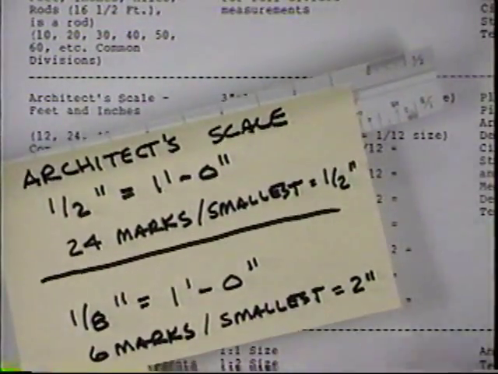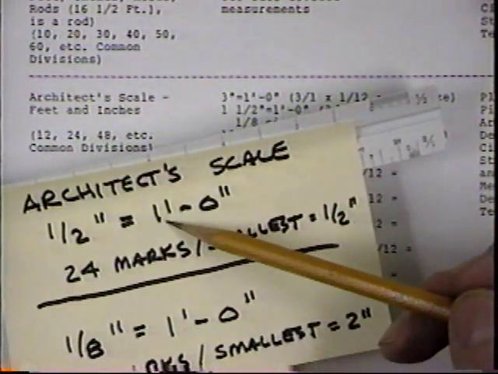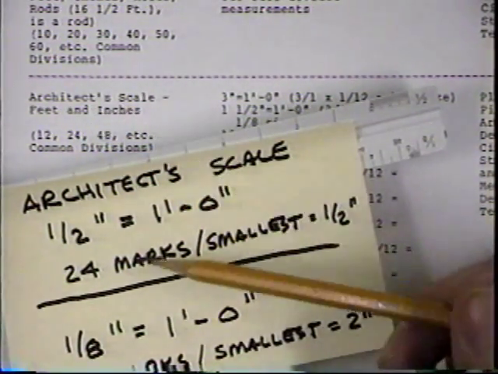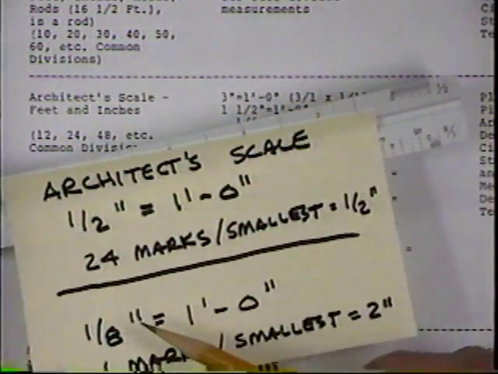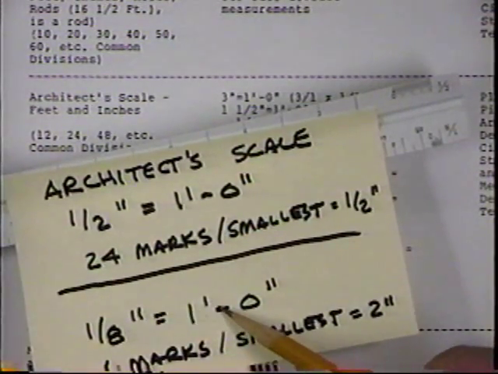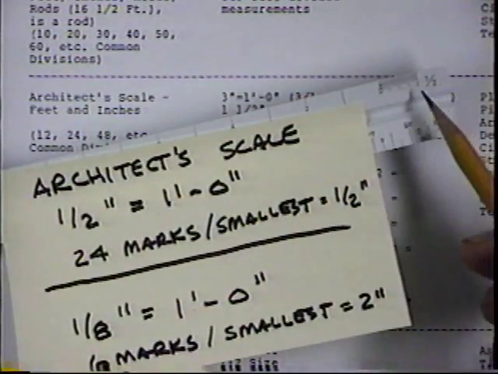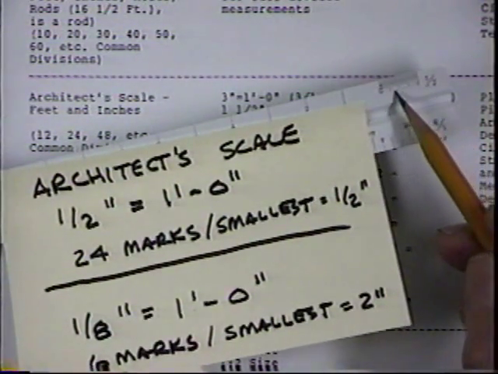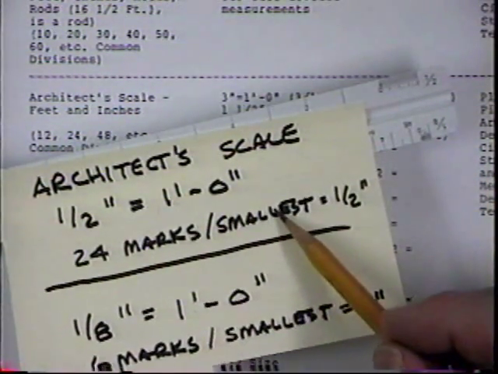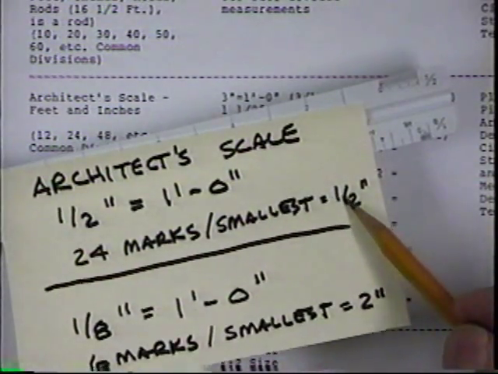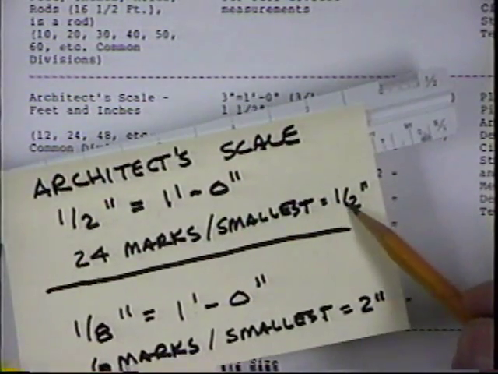Here we go. And the architectural scale, as you can see, is 2 units, feet and inches. So there's our inches, there's our feet. ½ inch equals a foot. 1/8 of an inch equals a foot. And with this particular application, we've got a ½ an inch. It represents a foot. There are 24 marks here. And those 24 marks mean that the smallest discrimination on this is 1/2 inch discrimination. So I can discriminate on this architectural scale to a ½ an inch.